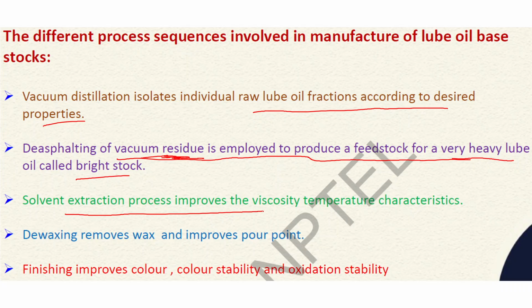Then the solvent extraction process also improves the viscosity temperature characteristics. The solvent extraction process is used to remove the lighter cuts if present in this lube oil, which also enhances its viscosity temperature characteristics. And de-waxing removes wax and improves the pour point. If some amount of wax is present in the lube oil, it will affect its pour point, so de-waxing is also done to remove that wax so that the pour point is enhanced. And finishing is done to improve its color stability and oxidation stability.